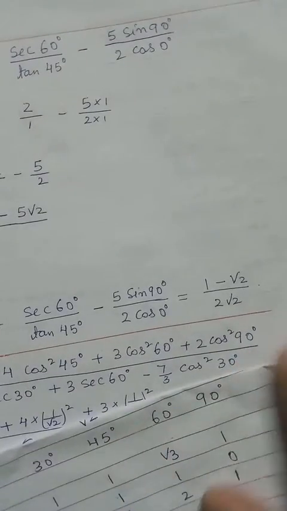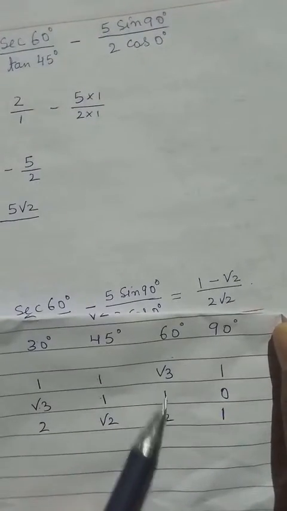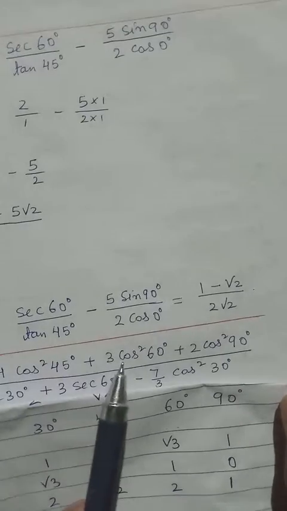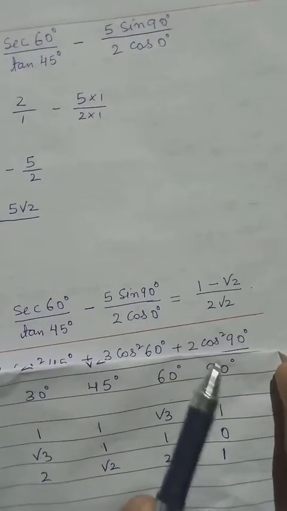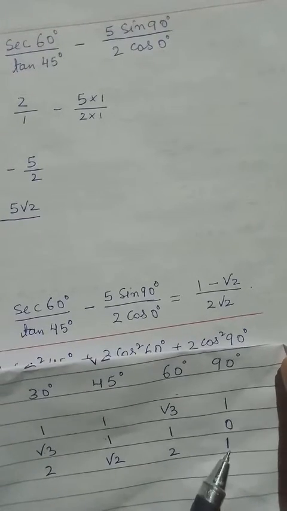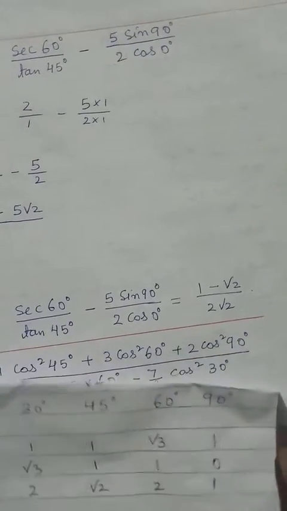Cos 60, cos will be b by h, so 1 by 2 whole square. Cos 90, 2 let it remain from the question. Cos 90 we know 0 by 1, so it will be 0.